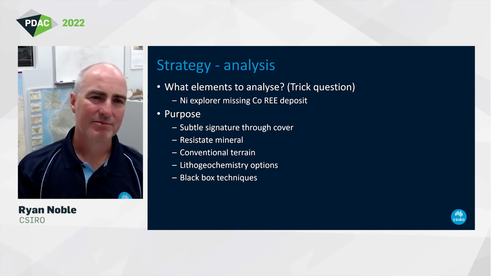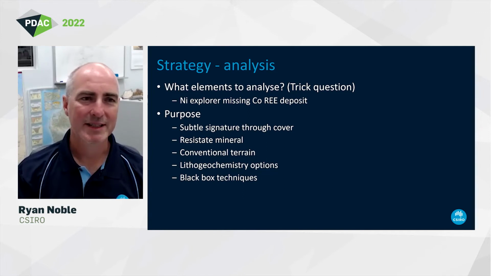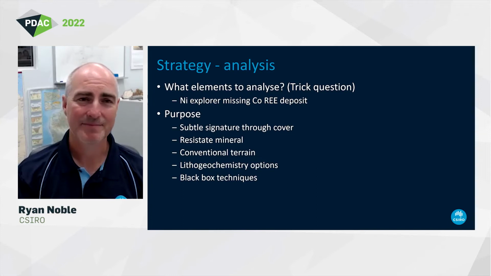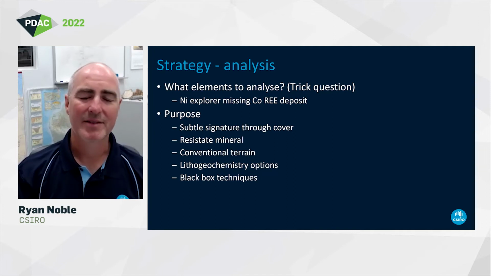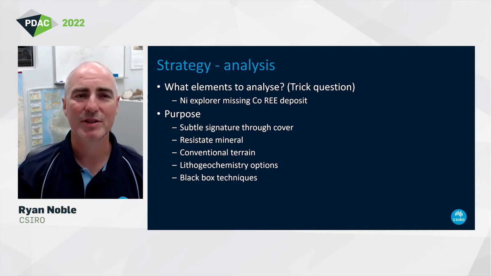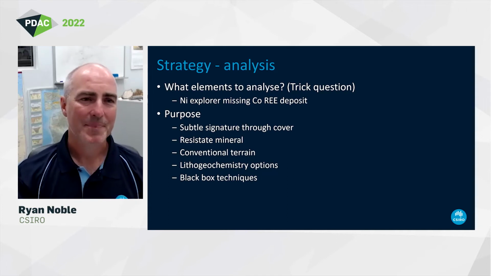And there's a really great example that was noted recently, where a nickel explorer walked off a tenement package because they'd just focused on nickel, and then the next company came straight in, looked at the same data, same sites and soils, and found a sizable cobalt resource and a rare earth deposit, just because people hadn't really bothered to look at some of the other data in there. So it's really important to consider all your other data elements.